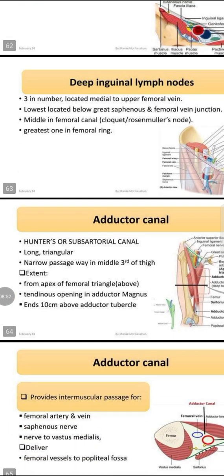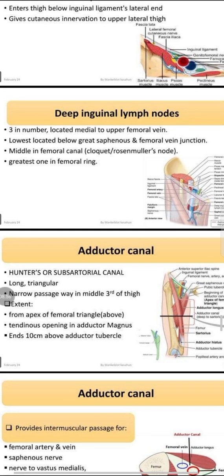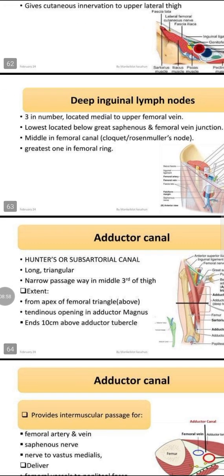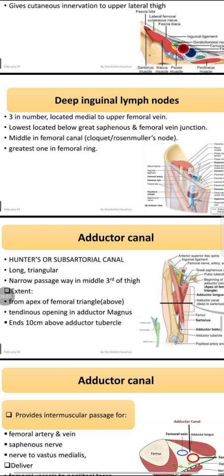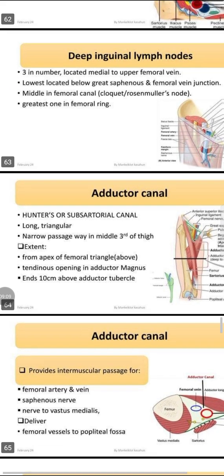Also we have the deep inguinal lymph nodes. There are 3 in number, located medial to the upper femoral vein. Okay, the lowest is located below the great saphenous and femoral vein junction. The middle one is in the femoral canal and the greatest one in the femoral ring. I've already mentioned this.